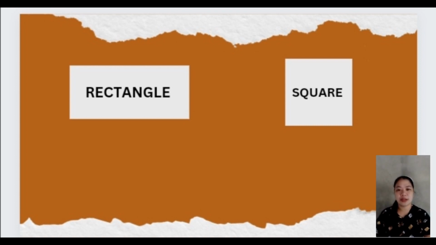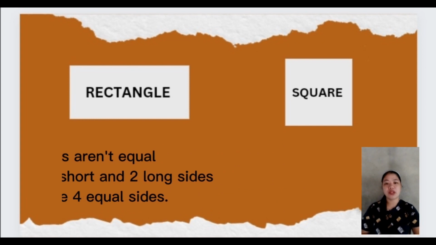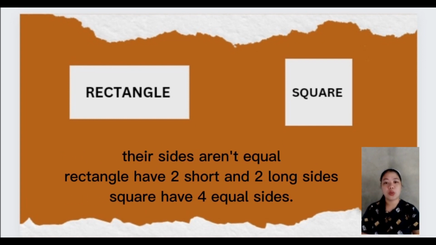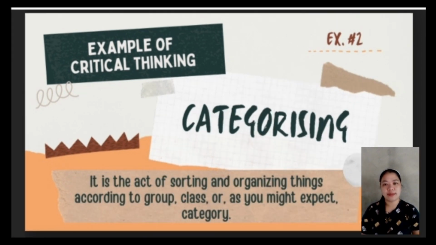Another good example is comparing and contrasting a rectangle and a square. To compare them, they both have 4 right angles, both have 4 sides, both are quadrilaterals, and both have parallel sides. To contrast them, their sides aren't equal. A rectangle has 2 short and 2 long sides, while a square has 4 equal sides. So that's why this can be an example of an activity that will help learners become good critical thinkers by analyzing information and making a reasoned judgment.